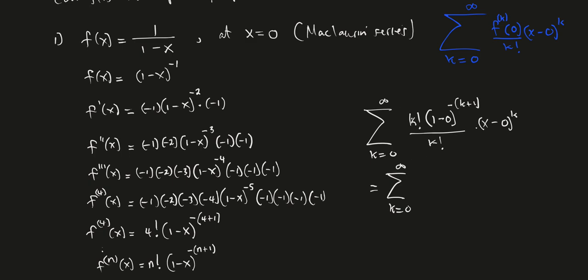The k factorials go away. They cancel out because the Taylor formula has a k factorial in the denominator. For this specific function, the kth derivative has a k factorial here. So these cancel out. Let's cross those out. And then I have 1 to a certain power. Well, that power is always going to be 1. So I have a 1 there. And then all I'm left with is x to the k. Well, that's pretty interesting, right?